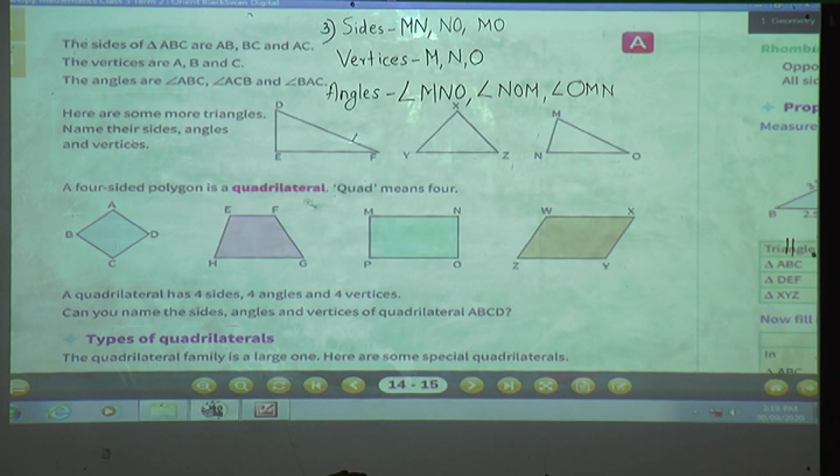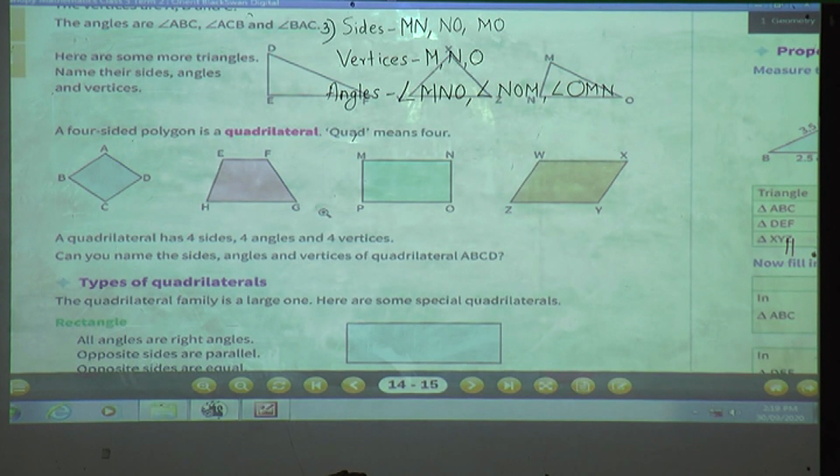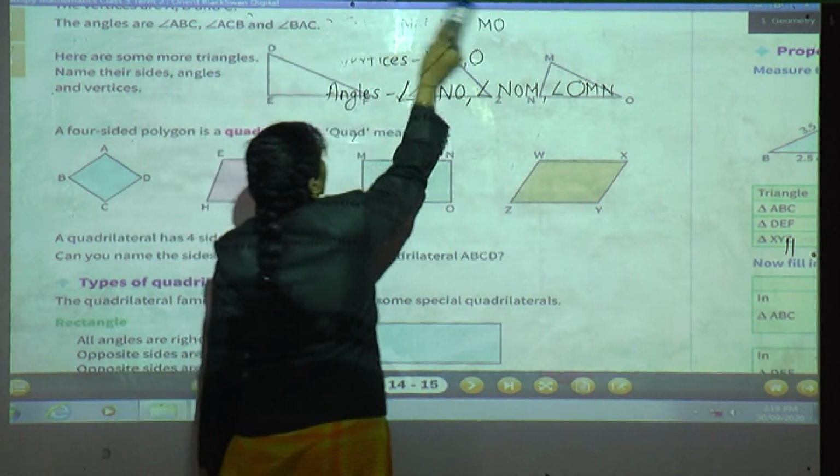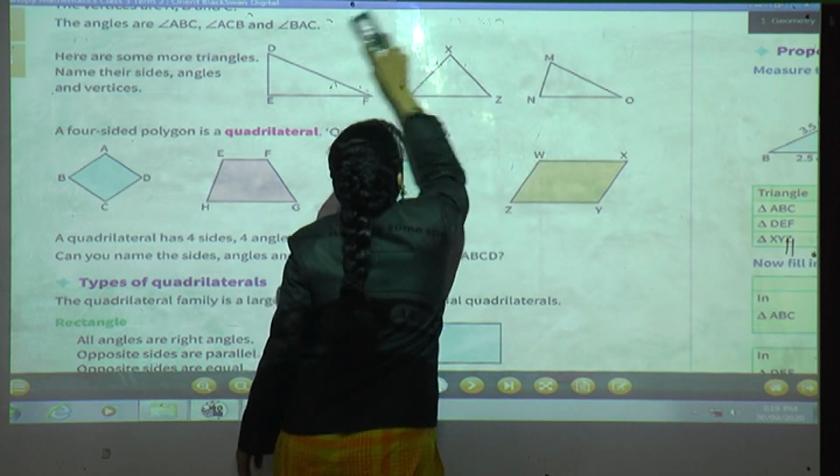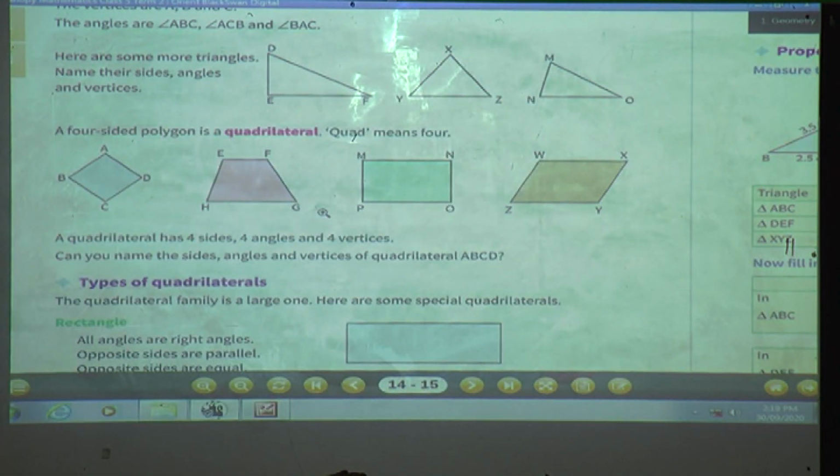So we will see our next point, quadrilateral. What is that? Quadrilateral. A four-sided polygon is a quadrilateral. Quad means four. Here some figures are there. Here are the four sides. A quadrilateral has four sides, four angles and four vertices.